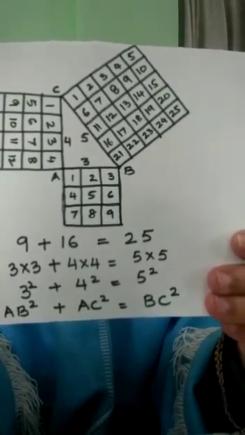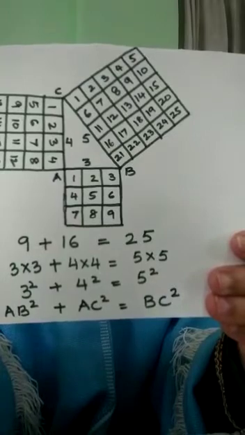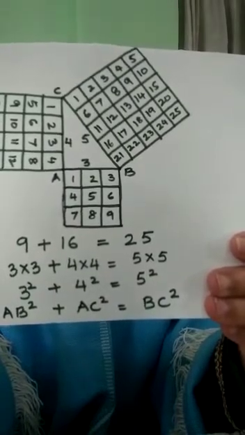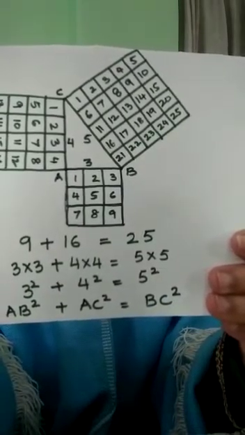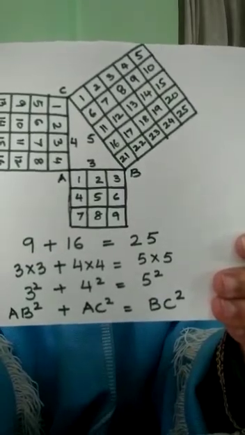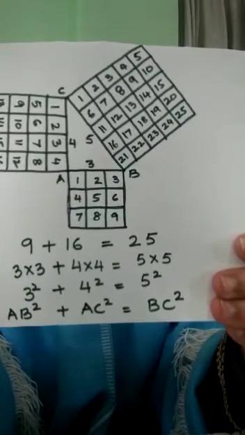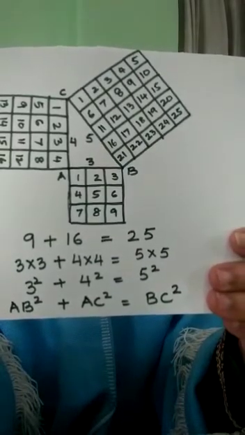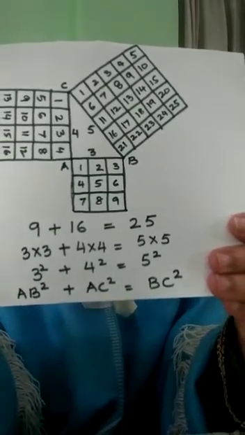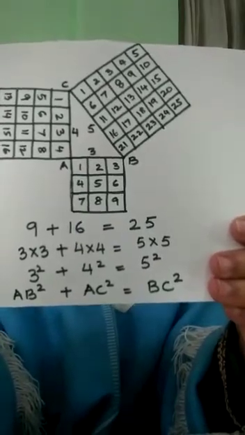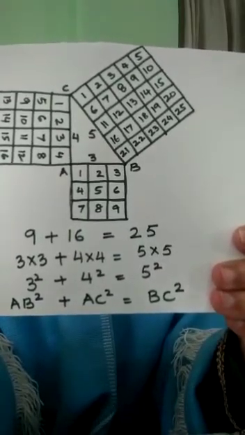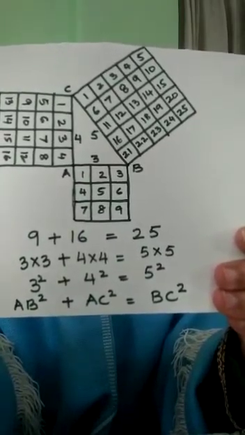Let's see, is there any relation between these 3? Oh yes, 9 plus 16 is equal to 25. I can write 9 as 3 multiplied by 3. I can write 16 as 4 multiplied by 4. And I can write 25 as 5 multiplied by 5.